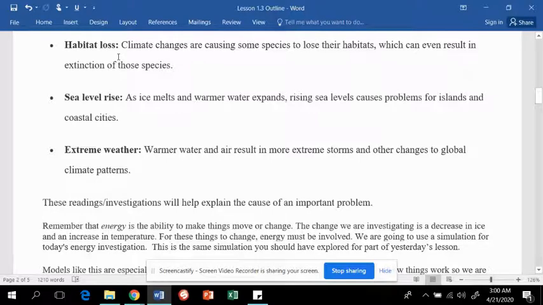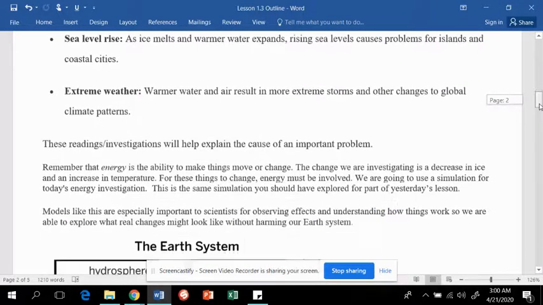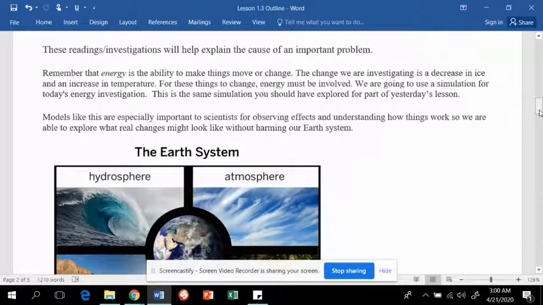Habitat loss is referring to climate changes that are causing some species to lose their habitats, which can even result in extinction of those species. Sea level rise: as ice melts and warmer water expands, rising sea levels cause problems for islands and coastal cities. Extreme weather: warmer water and air result in more extreme storms and other changes to global climate patterns. These readings and investigations will help explain the cause of our important question today.